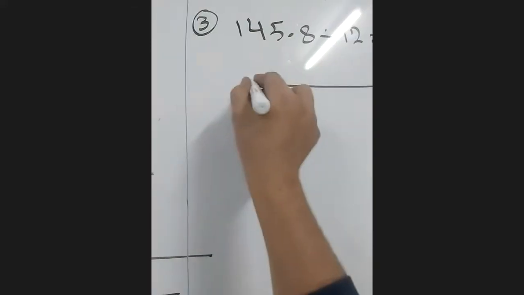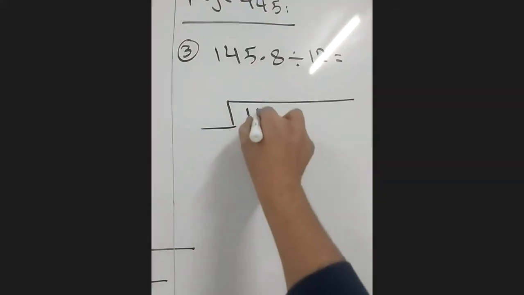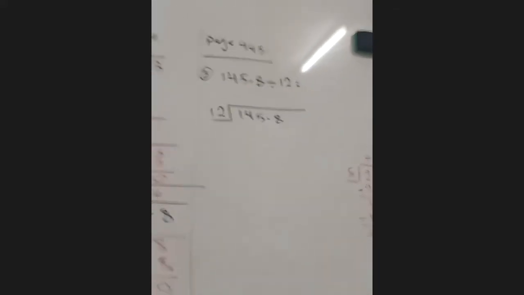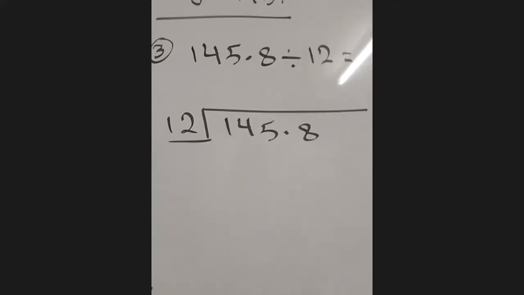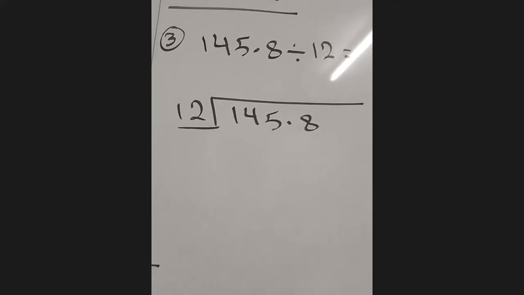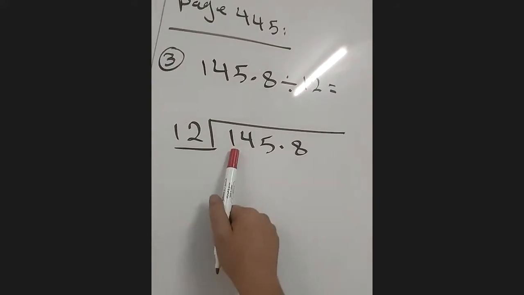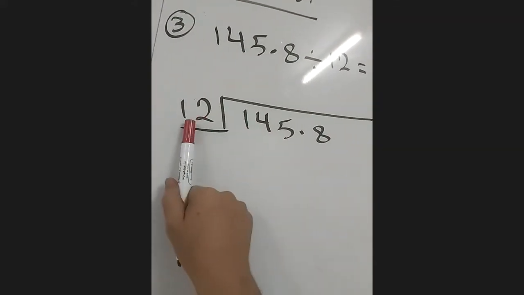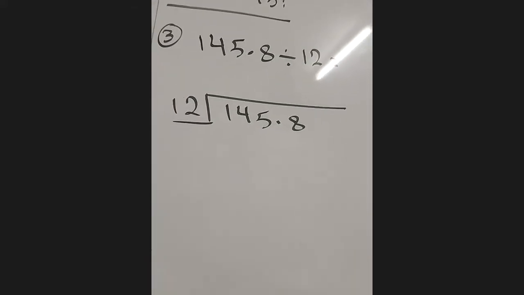Now we'll make a long division under it, right? Yalla, 145 decimal 8, and here we have a 12. Got it? Tell me, what will we do now? How do we divide? We will divide 12 into 14, because 1 is less than 12, so I will take 14. Now 14 divided by 12, how much?